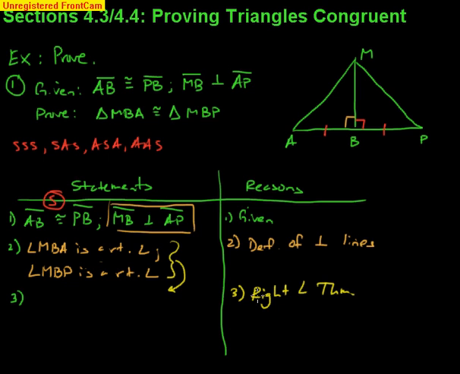The right angle theorem says all right angles are congruent. Angle MBA and angle MBP are right angles, so they're congruent. Oh, you don't need to mark that. You know right angles are congruent, by the right angle theorem. Look at what we have. We have one pair of congruent angles. Put an A there. Circle it.